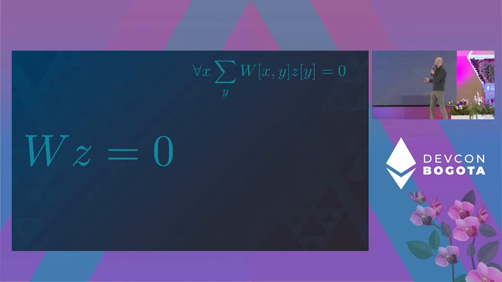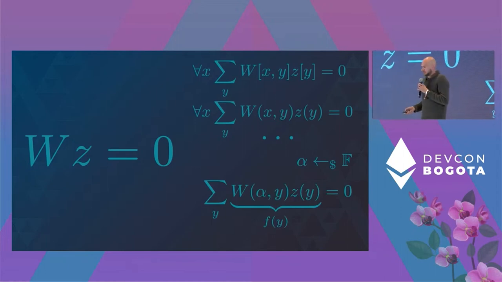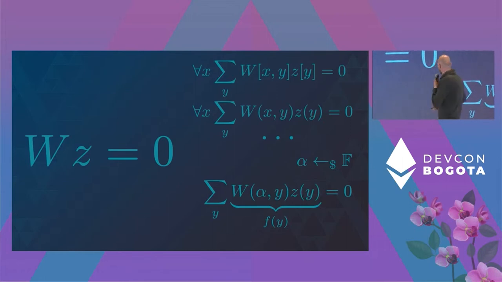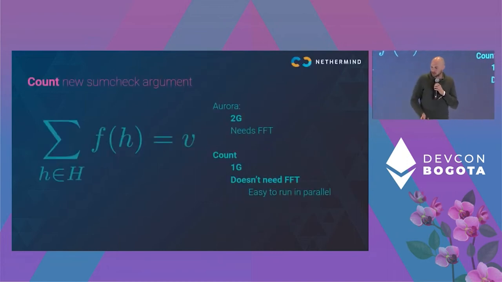W times Z equals zero basically means that for all X, the sum over Y of W(X,Y), the elements of the W matrix, times the element of the Z vector equals zero. And with some mathematical trickery, we can say, okay, let's not talk about vectors, let's talk about polynomials. Let's talk about the sum over some Y for some polynomial F. And here comes the sum check. So count is a new sum check.